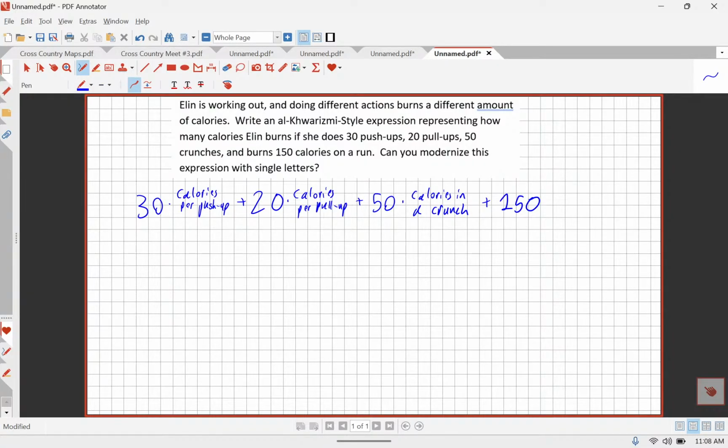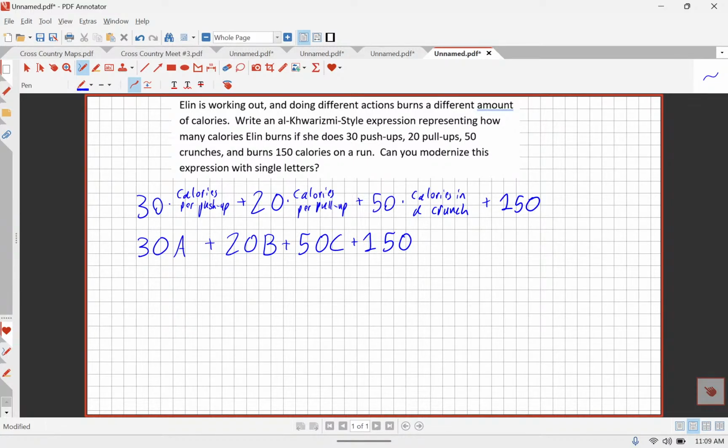Now, let's go ahead and write this out in a simplified form. Let's see here. Sina, how would you write this and replace all these things with one letter? One letter? Yes, please. 30A plus 20B plus 50C plus 150. Love it. Awesome.